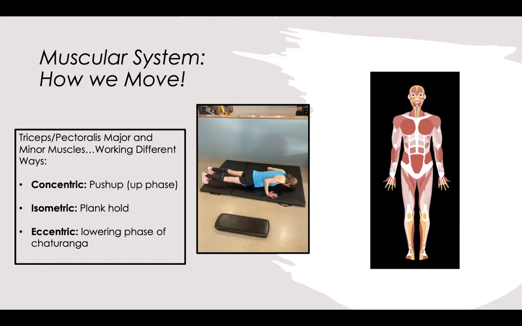There's no change in length, but they're controlling that position of the body. And then the eccentric component, the triceps and the pec major lengthening, but a controlled lengthening, would be the lowering portion of a chaturanga, lowering in the bottom of the push-up position.